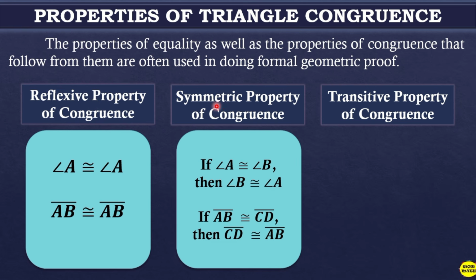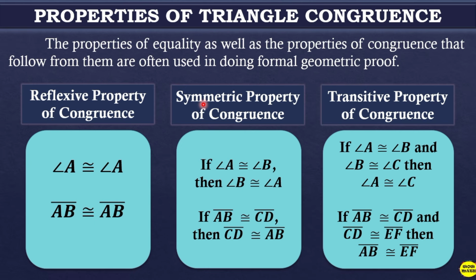Next, when we say symmetric property of congruence, ito naman po yung, let's say, if angle A is congruent to angle B, then angle B is congruent to angle A. So, ito naman parang if angle 1 is congruent to angle 2, therefore angle 2 is congruent to angle 1. Ganon din po yun. Another, if segment AB is congruent to segment CD, therefore segment CD is congruent to segment AB. So, that is symmetric. Pinagpapalit lang natin, but it doesn't change the congruency.